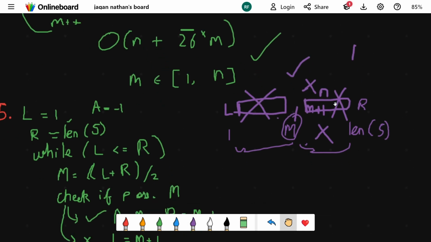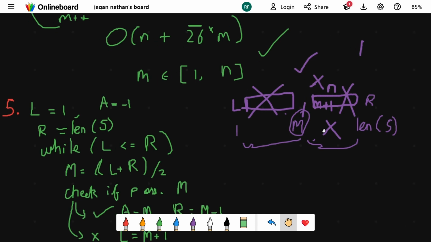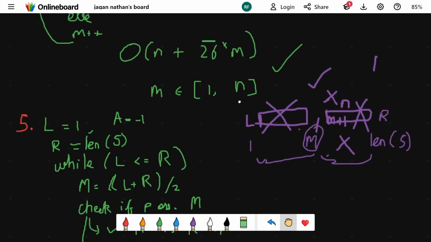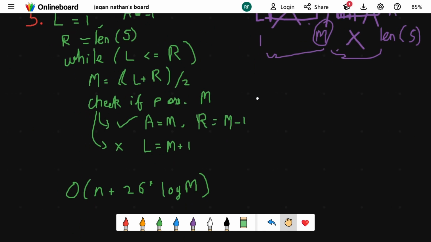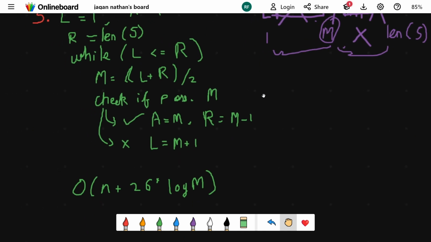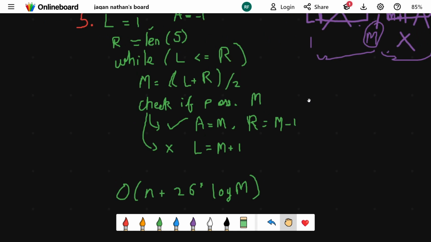This way, on each occasion, you eliminate half of the given search space, and by doing this, we can bring down the complexity of 26 times m to 26 times log of m. And if you want to know more about binary search on answer type questions, I'll put some links in the comment section. You can go through them.